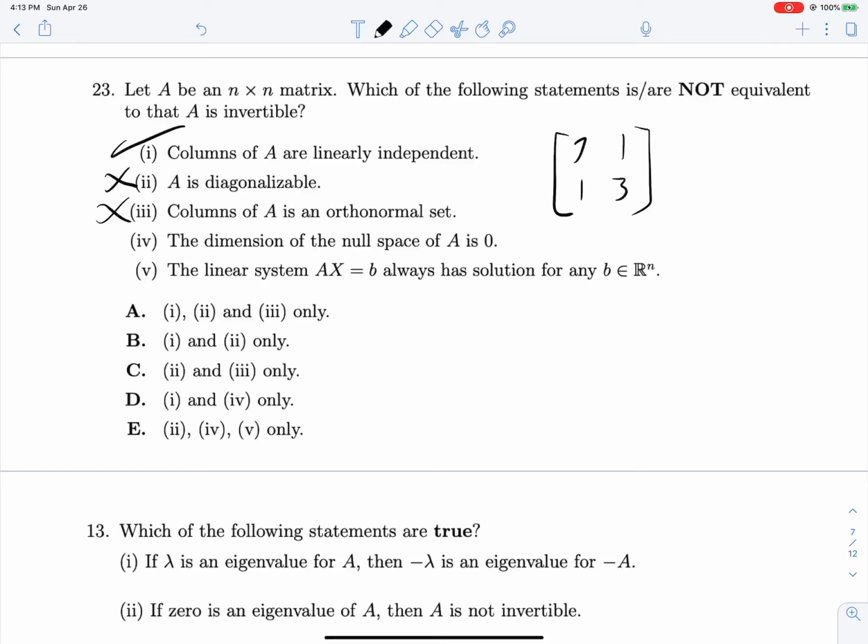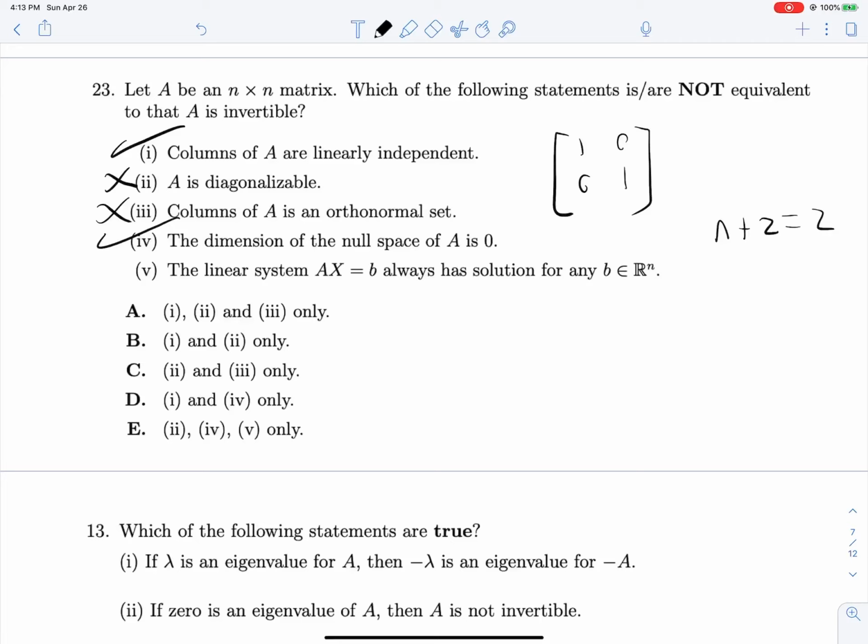Okay, 4, the dimension of the null space of A is 0. We're going back to the fact that any invertible matrix can be reduced to the identity matrix. We know that the nullity of our matrix plus, in this case, 2, the rank of the matrix, must be equal to the number of columns, which is 2. Since every column always has a pivot position in it, the null space will always be 0. Oh, so this is true.